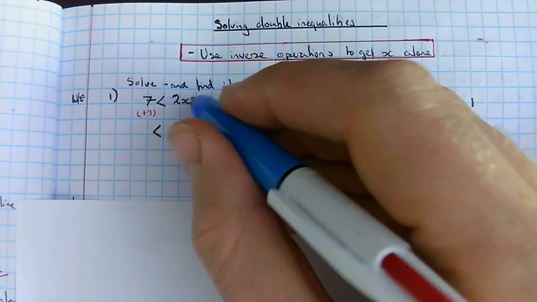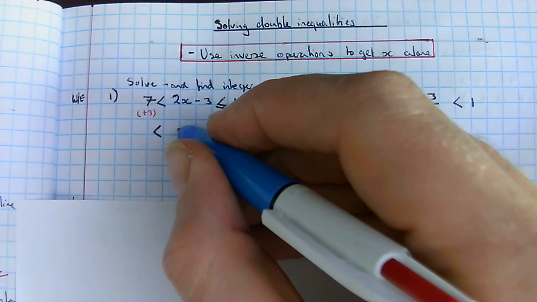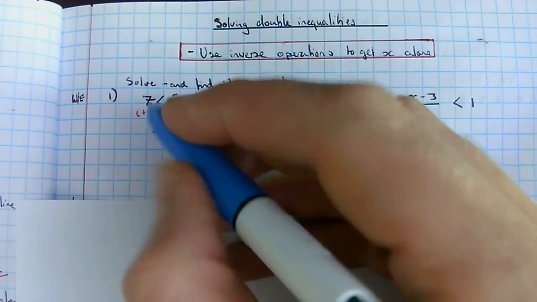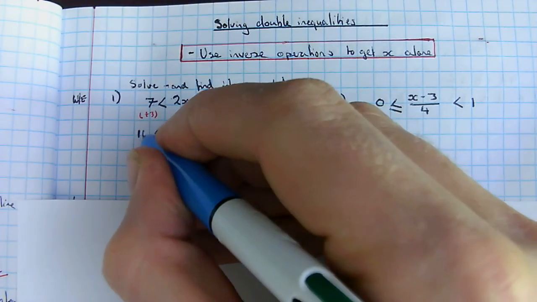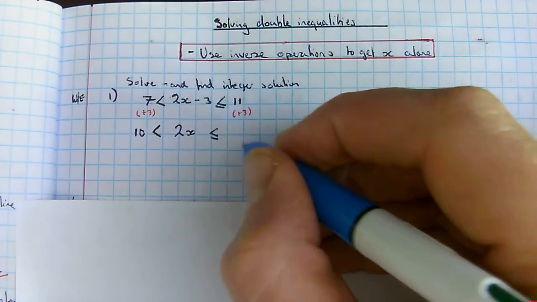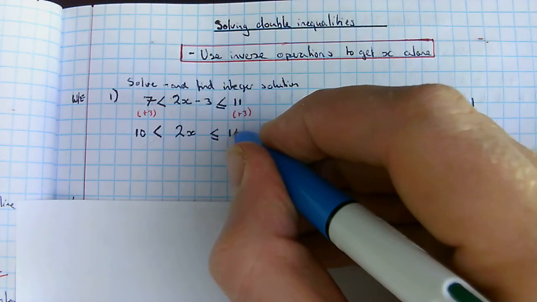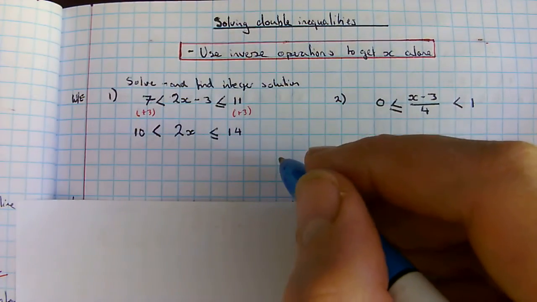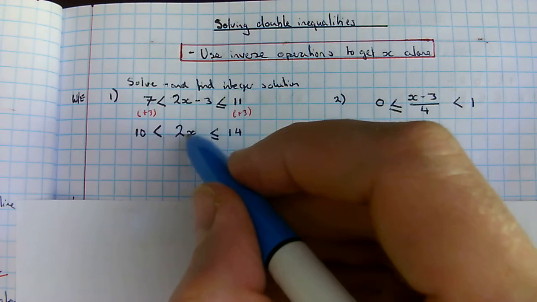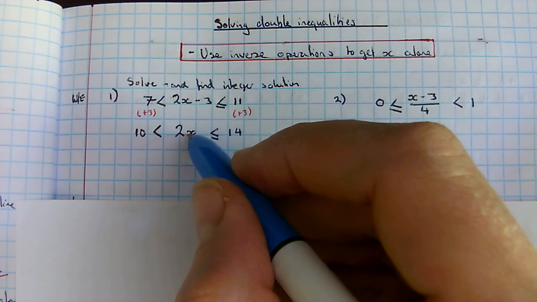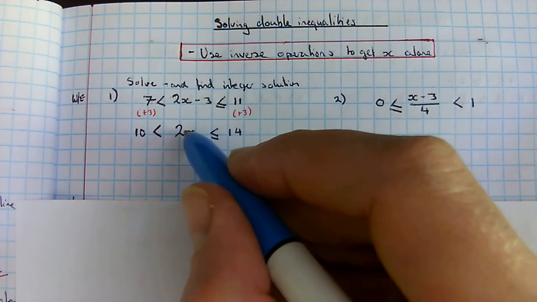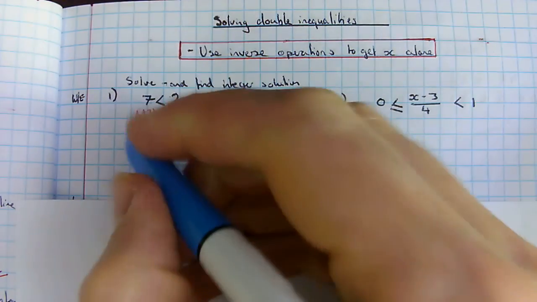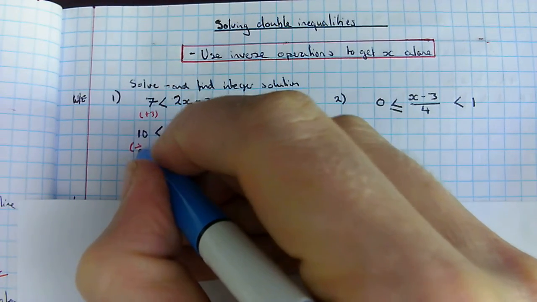I've got rid of my minus 3 by adding it, so I can say that 2x here, 7 plus 3 would give me 10, and 11 plus 3 would have given me 14. So that tells me that 2x is greater than 10, but less than or equal to 14. Now I want to get x on its own, so the last step on my flow diagram would be to divide by 2. So I'm going to divide both my 10 and my 14 by 2.